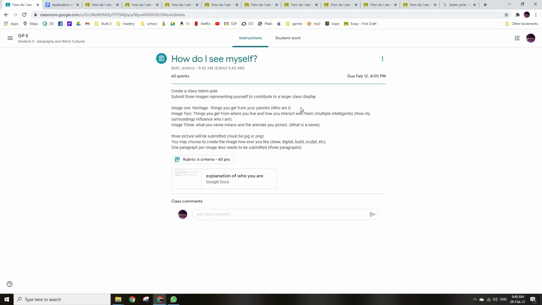Your second image is about how your surroundings influence you. Things like how your house affects you, and your multiple intelligences that we did. Some of you were musical, actually a lot of you are musical, a lot of you are kinesthetic, and how does that make you interact differently with your surroundings?